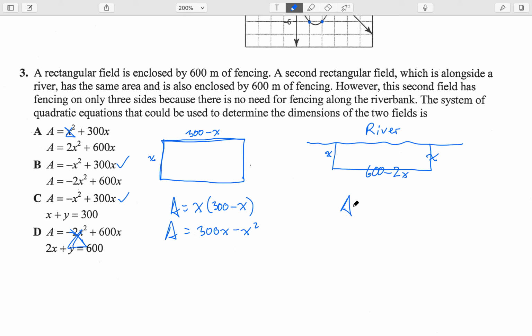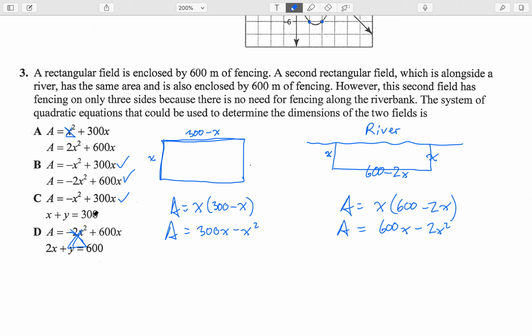So the area of this one is really x times 600 minus 2x. Hang on, this is 600x minus 2x squared. Oh, maybe I shouldn't have been so quick to throw away the 2x squared. Hang on, so what do we got? Area is equal to 600x minus 2x squared. There it is, it's B.